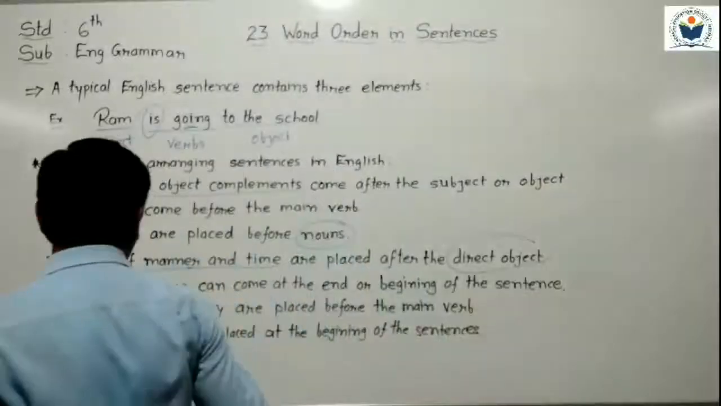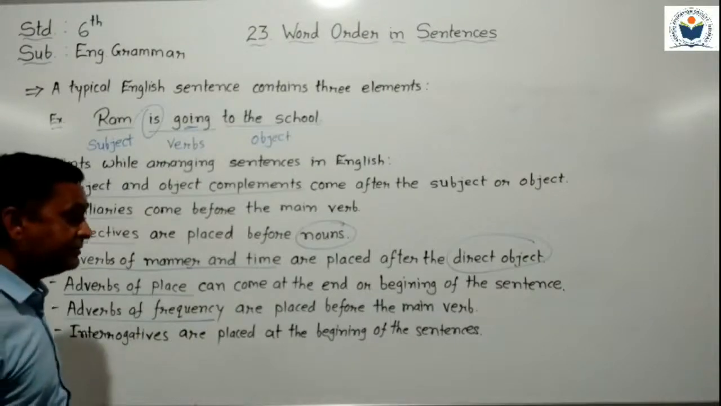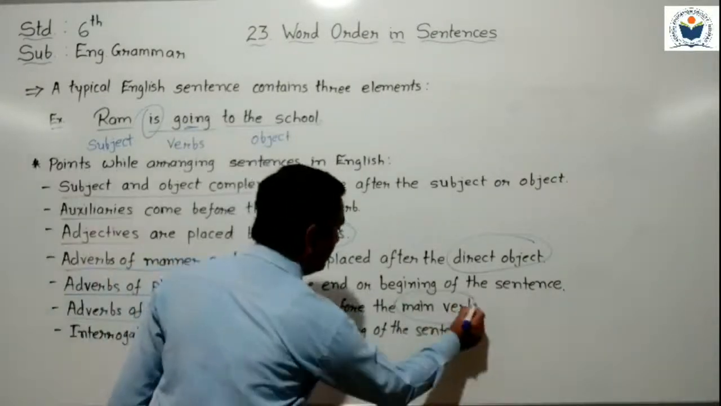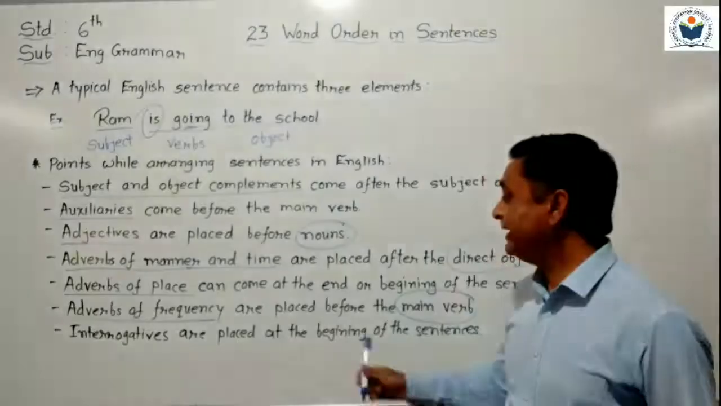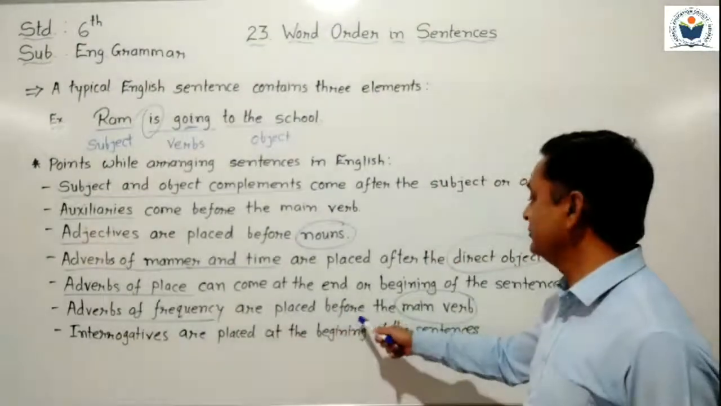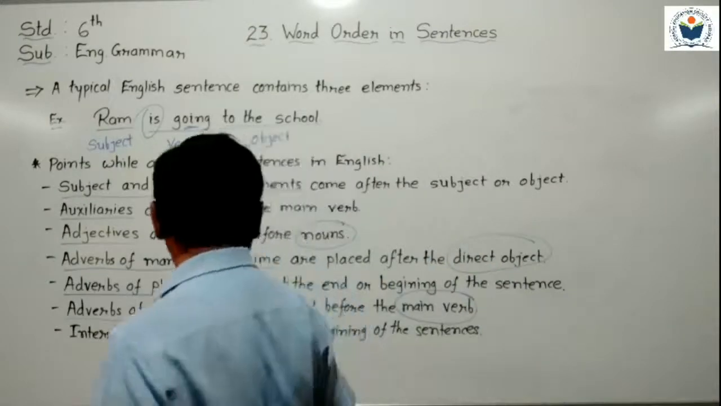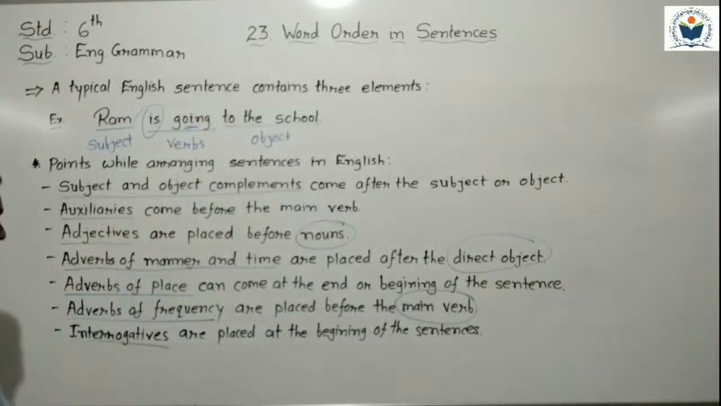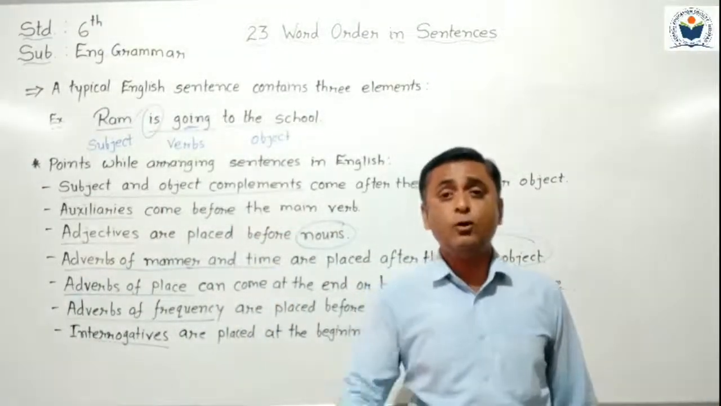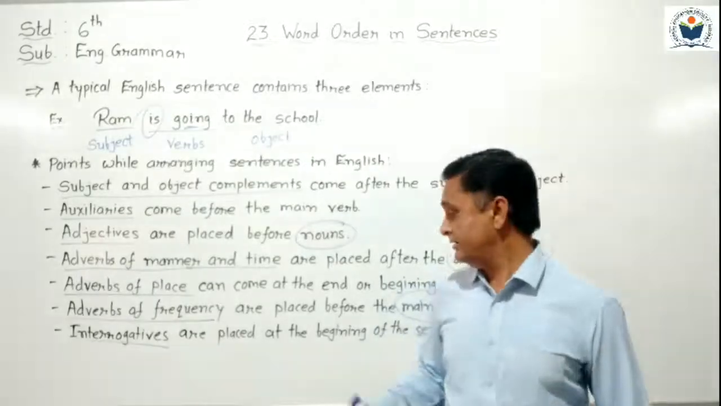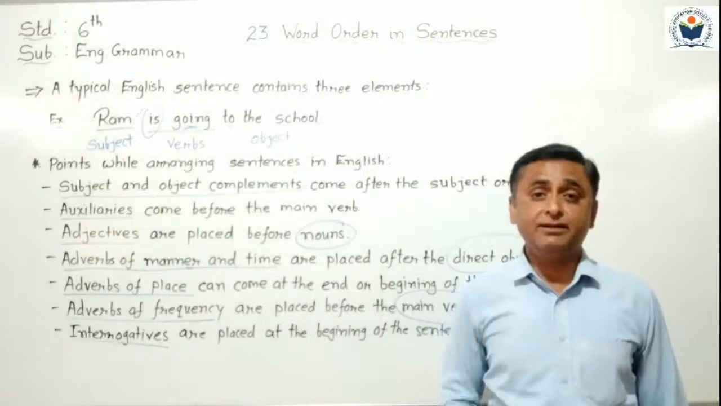Then adverbs of frequency. Next one is that adverbs of frequency are placed before the main verb. और adverb of frequency आता है तो वो हमें main verb के आगे लगाना पड़ता है. Adverb of frequency we have to put before the main verb. Then the last one is that interrogatives are placed at the beginning of the sentence. If a sentence contains interrogatives, meaning question words like who, what, where, when, all are placed at the beginning of the sentences. उससे हमें सेंटेंस की बिगिनिंग में रखना होता है.